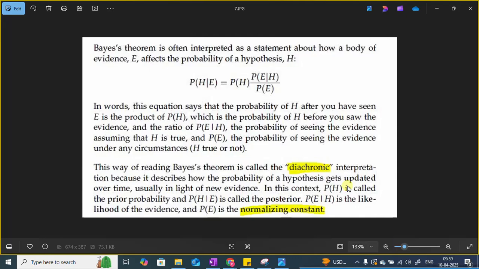This way of reading Bayes' theorem is called the diachronic interpretation, because it describes how the probability of a hypothesis gets updated over time, usually in light of new evidence. In this context, probability of H is called the prior probability, probability of H given E is called the posterior probability, probability of E given H is the likelihood of the evidence, and probability of E is the normalizing constant altogether.